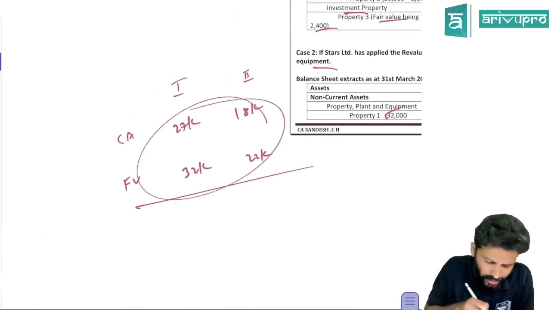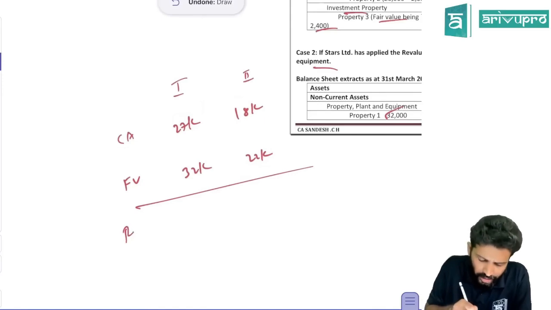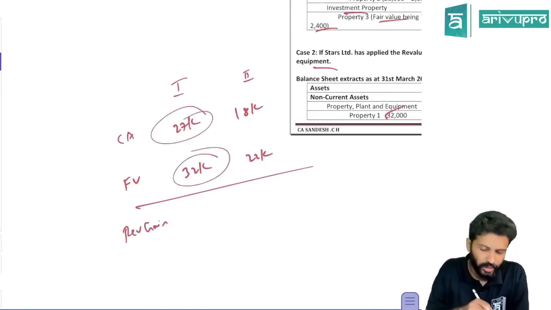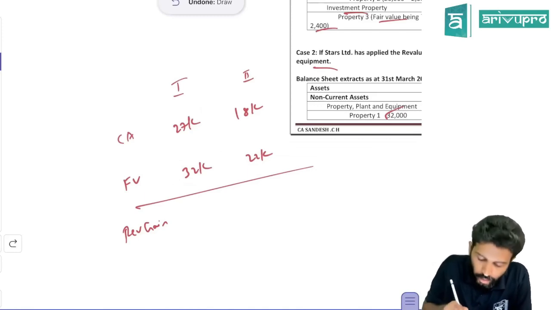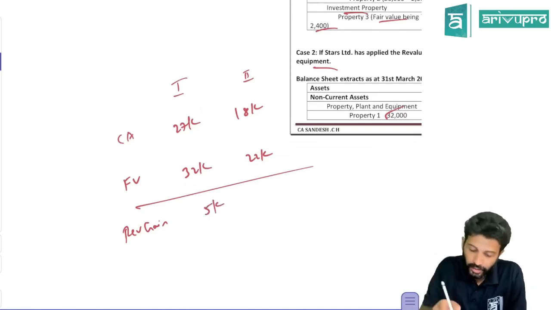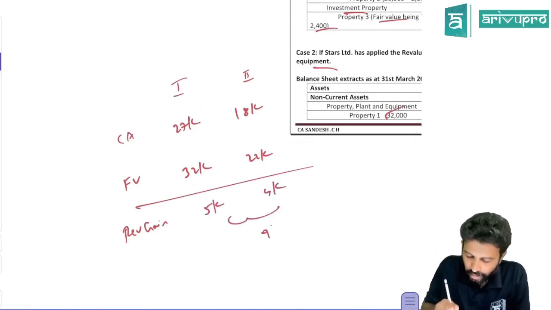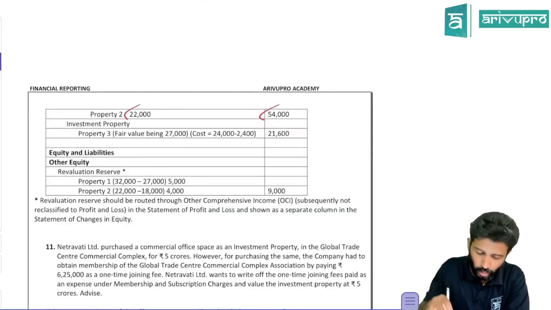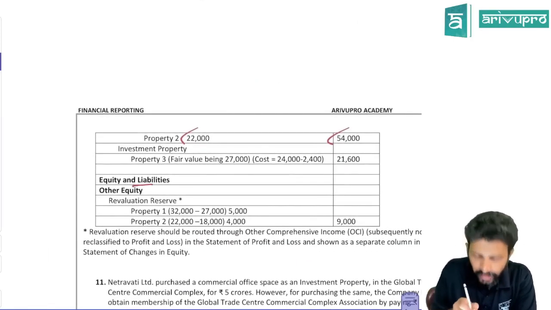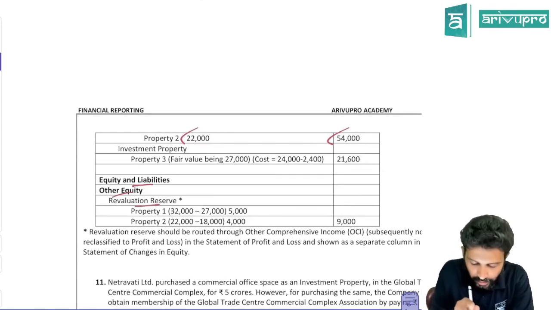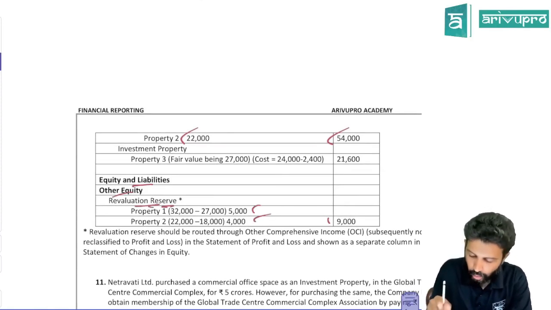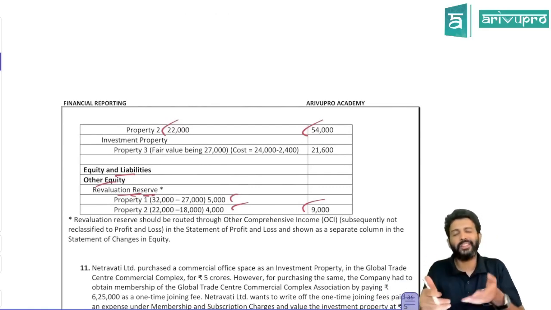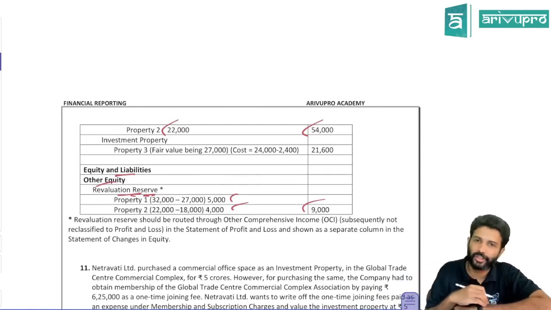But if you compare carrying amount with fair value, there is a revaluation loss or revaluation gain. There's a revaluation gain, no? 27,000 is the carrying amount, fair value is 32,000, so the revaluation gain is 5,000, and here it is 4,000. That means the total revaluation gain is 9,000. Where will the revaluation gain come under? The OCI, right? Yes. So under equity and liabilities, you have other equity, and under that you have the revaluation reserve, 5 and 4. Total OCI 9,000. Revaluation surplus can also come in as an extra that you can call.